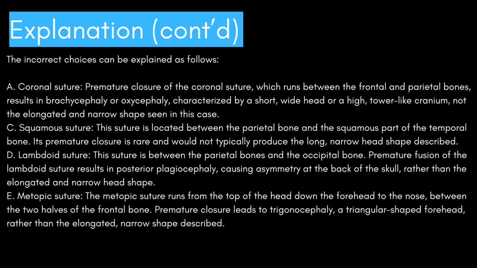E, metopic suture. The metopic suture runs from the top of the head down the forehead to the nose between the two halves of the frontal bone. Premature closure leads to trigonocephaly, a triangular-shaped forehead, rather than the elongated, narrow shape described. All right, now that we have covered this question, let's move on to look at the next question.